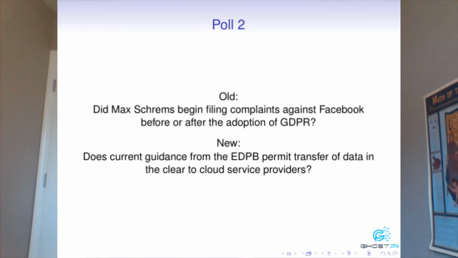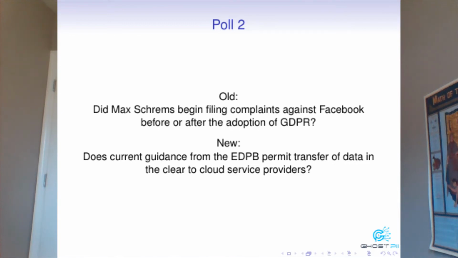All right, it's poll time again. First, I'm going to revisit our first question. Did Max Schrems begin filing complaints against Facebook before or after adoption of GDPR? It was quite a long time before GDPR was even in people's imaginations that this saga began. And so you can go way back in time. GDPR was largely based on previous German law, so there was a lot of conflict there, really going way back. And that's what motivated the original falling dominoes that got us to Schrems 1 and 2. So the correct answer is before.